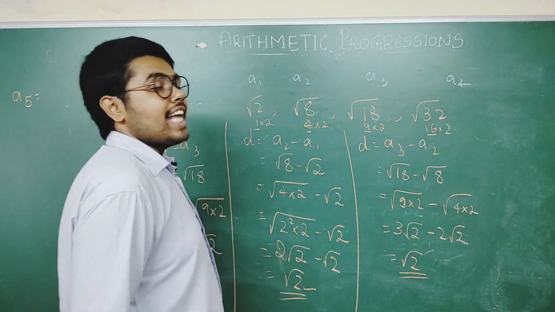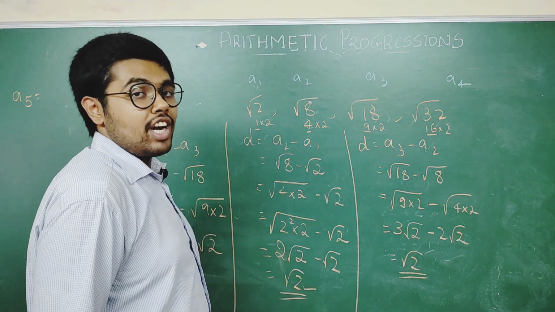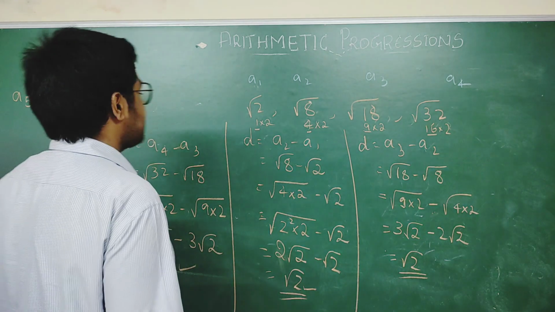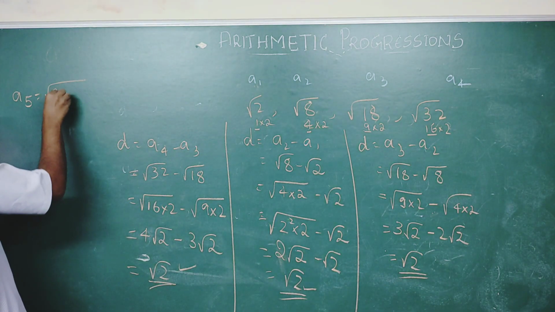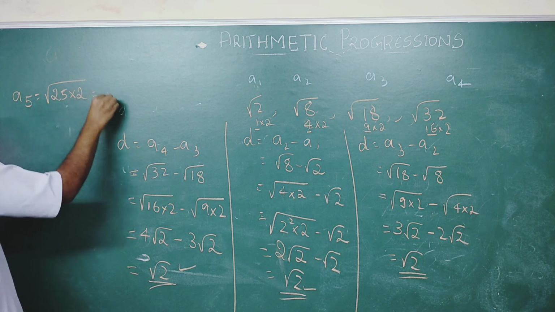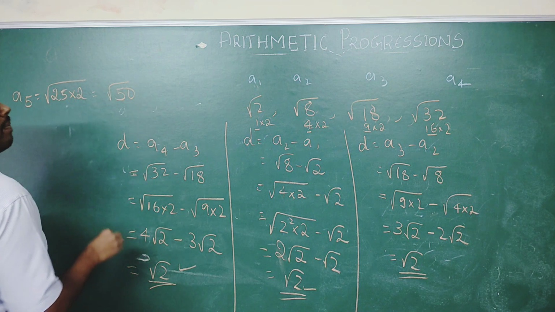So what will be the next square number after 16? It is 25, right? After 16 is 25. So how will I write? I will write like this, 25 into 2. So what will be the answer? Root 50 is the next term, correct?